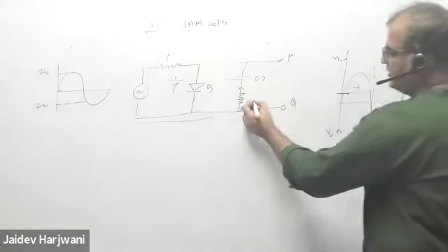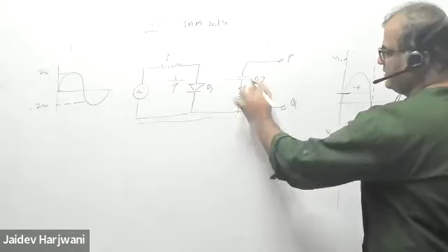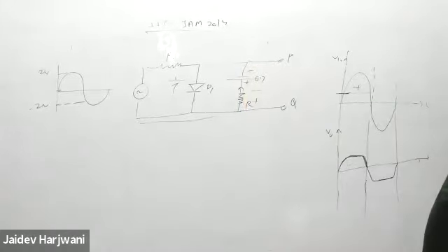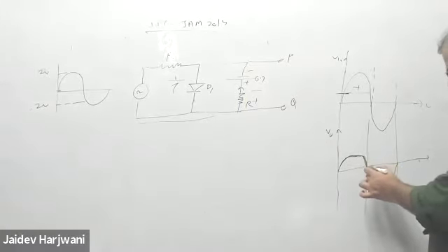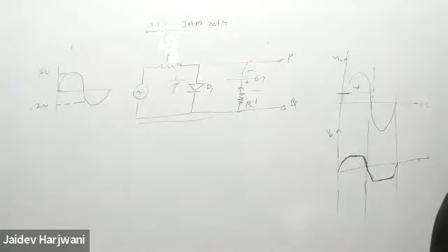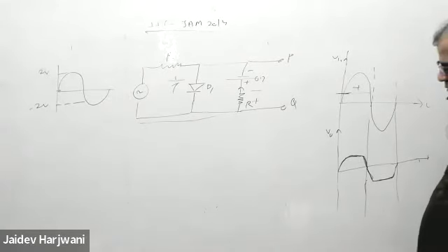Because now the voltage drop here also will be there. Here plus minus 0.7 volt. So this sum will come like this. This option.